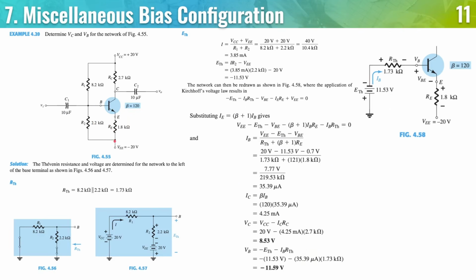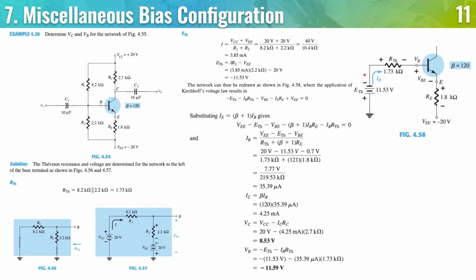However, if we want to use our voltage going in this direction, it must be negative. So again, if our current is going this way, but we are expecting our voltage to pass through RTH and the base, then it is only correct that ETH should be negative. So the network can then be redrawn as shown in the figure on the right, where the application of Kirchhoff's voltage law results in this. So basically, we have ETH, and since it is negative again, we are not going to draw it like this, but rather we're going to draw it like this.